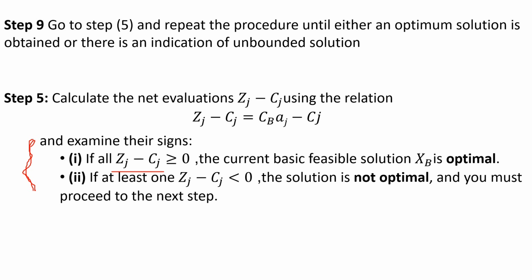If all the Zj minus Cj values are positive, then the current basic feasible solution is the optimal solution. If at least one Zj minus Cj is negative, then the solution is not optimal. Then once again you have to repeat the same procedure until we get the optimal solution. So this is the procedure for the simplex algorithm, and thank you.